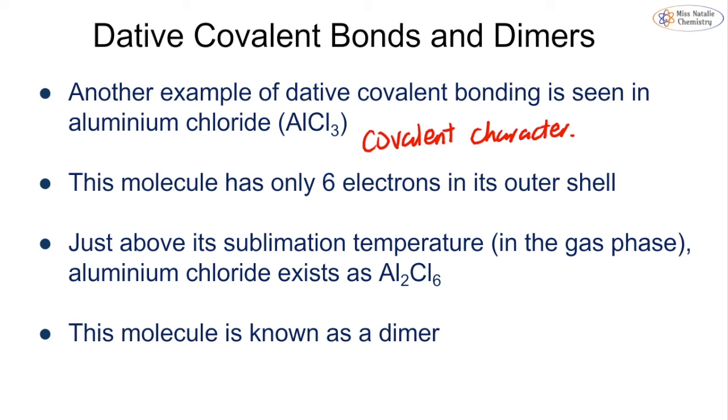So the aluminium has 3 electrons in its outer shell. And those 3 electrons then bond with the chlorine to give you 6 electrons in the aluminium chloride. Now, just above its sublimation temperature, in the gas phase, aluminium chloride actually exists as 2 of the AlCl3s joined together. And we call this a dimer.